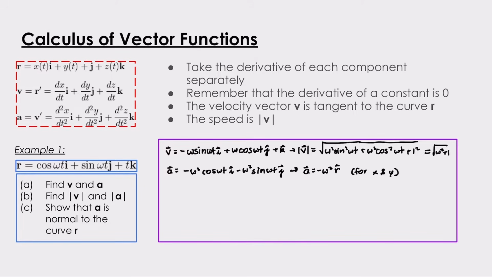And for the magnitude of a, we have that the magnitude of a is equal to the square root of omega to the 4th cosine squared omega t plus omega to the 4th sine squared omega t plus 0 squared. So we get the square root of omega to the 4th, once again using the Pythagorean identity, which is equal to omega squared.